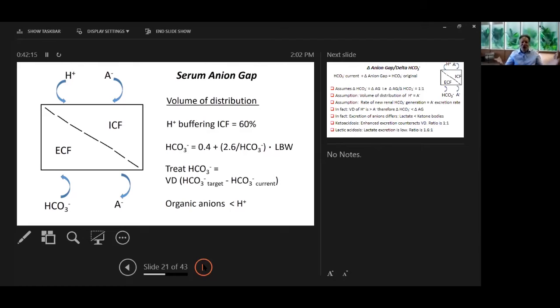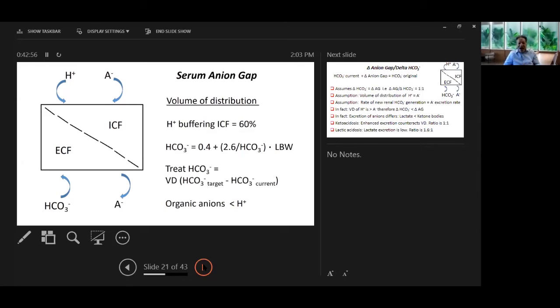But the point is that when you have a proton load with an anion, like proton with lactate, proton with beta hydroxybutyrate or acetoacetate in ketoacidosis, it's important to realize that the proton space is different from the anion space. The anions tend to go much more into the ECF, where the protons are buffered 60% inside the cells. The anions tend not to go into the cells. So the anion concentration goes up a lot more than the bicarbonate fell, just from the volume of distribution, because the protons are distributed intracellularly, whereas the anions really only go up in the ECF.